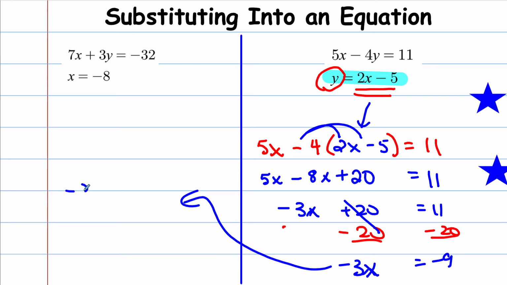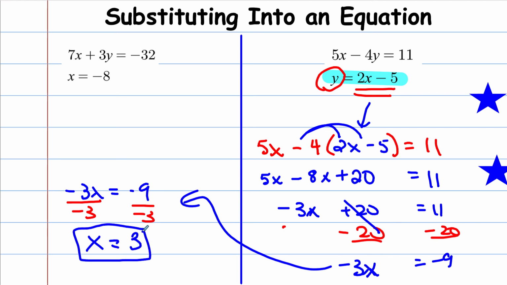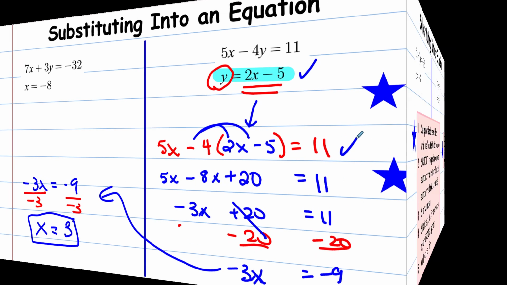So I have negative 3x equals negative 9 is where I left off. I'm going to divide both sides by negative 3. Negative divided by negative is positive, 3 divided by 3 is 1. Negative divided by negative is positive, 9 divided by 3 is 3. So it gives me a value for x, but I still don't know exactly what y is equal to. If I wanted to find out, I could just go back and plug it in here, and I would figure out what y is. But for right now, we just want to show how substitution can help us form a solution in our other equation.